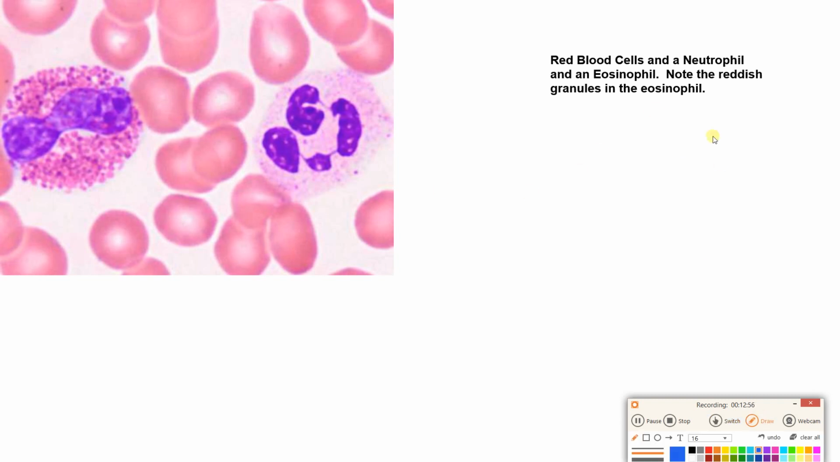Eosinophils tend to have reddish or orangish or pinkish granules. But you can see those granules. You can see how their coloration resembles that of the erythrocytes here. That is an eosinophil. Eosinophils often, but not always, have bilobed nuclei. So you get those reddish granules and bilobed nuclei.